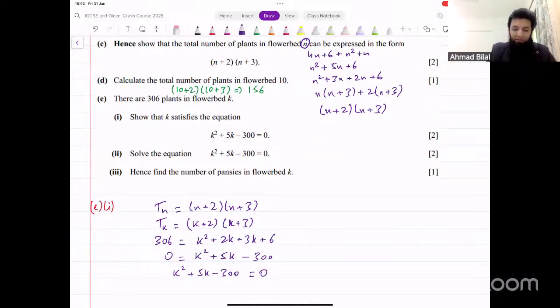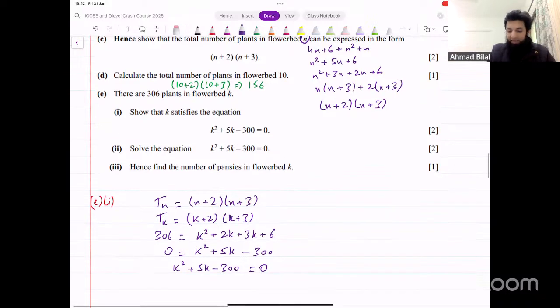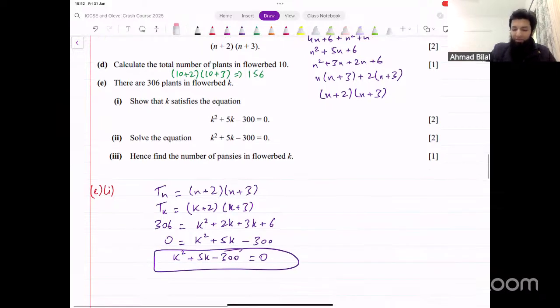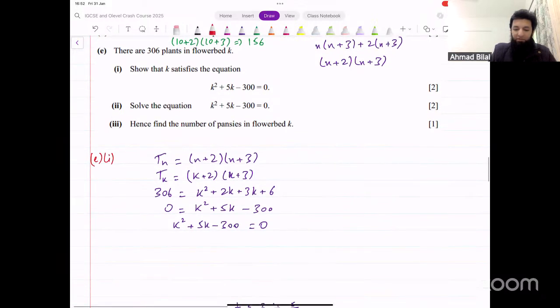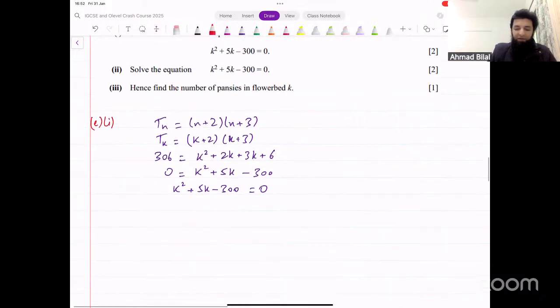They ask for that in the second part now. In the first part, you just had to show that K satisfies this equation. That means you can write down this equation in terms of K like this. Now, the next part is straightforward. You just have to solve this equation. You can do factorization for that.